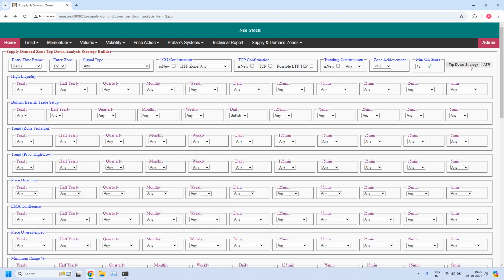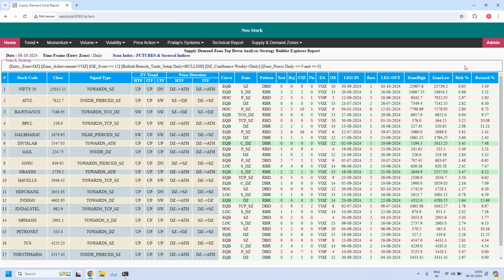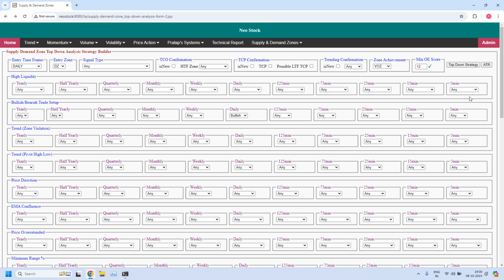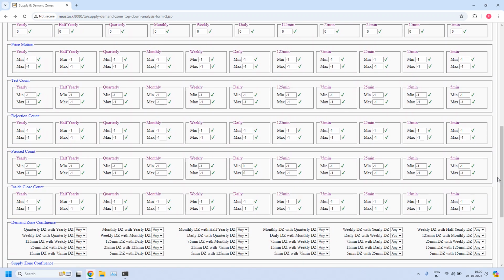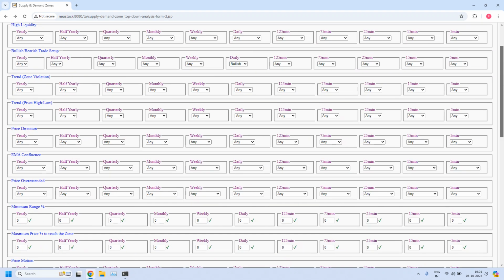Earlier we got 17 stocks for LTF and ITF confluence, right? Yeah, we got 17 stocks. From these 17, how many support even HTF confluence? So in the demand zone confluence, we already enabled daily demand zone with weekly demand zone confluence. Two more filters we need to add: daily demand zone with monthly demand zone confluence, and also weekly demand zone with monthly demand zone confluence. That is what LTF, ITF, HTF demand zone confluence.